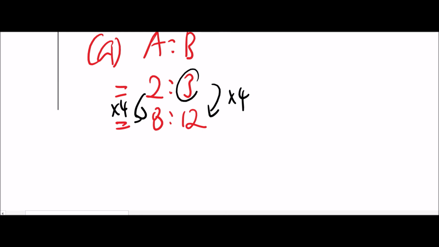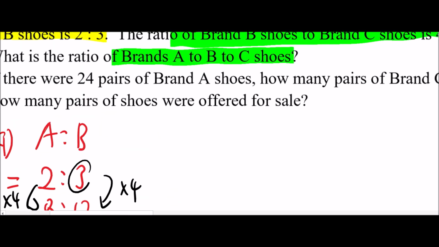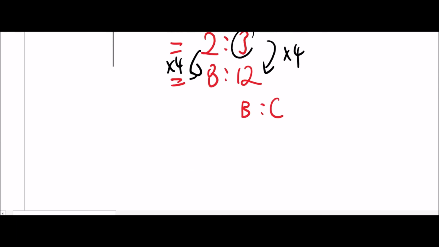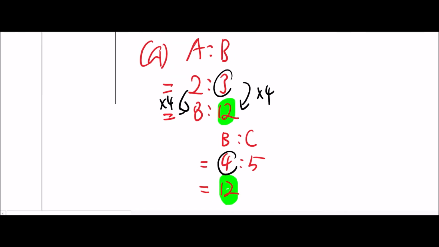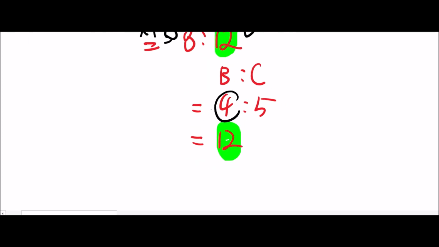Okay, now I have achieved what I want. I've turned 3 into 12. Let me do so for the next ratio, B is to C, which is 4 is to 5. Again, I want to turn this number 4 here into 12 so that I have the same number for comparison. Right? So how do I do that? To turn 4 into 12, if you're quick enough, multiply both sides by 3, and we get the ratio 12 is to 15.